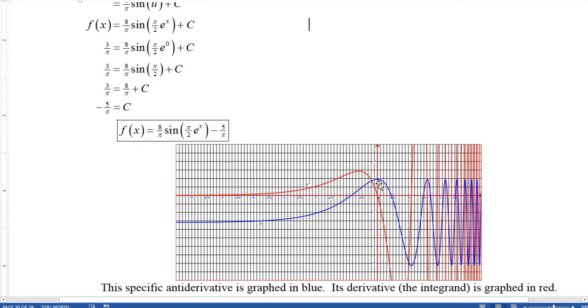And then also, it's kind of hard to see here perhaps, but I actually plotted a point right here at 0, 3 over pi, excuse me, which is that point right there. And sure enough, that is on the graph.